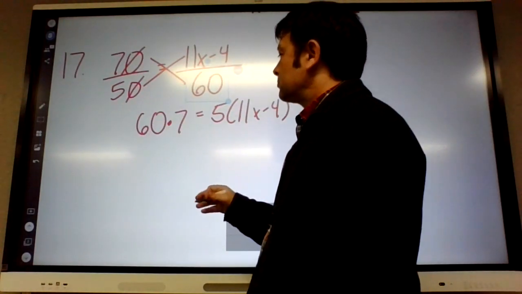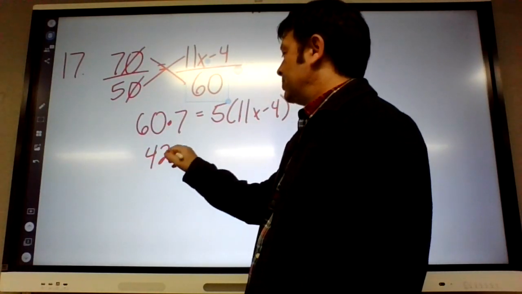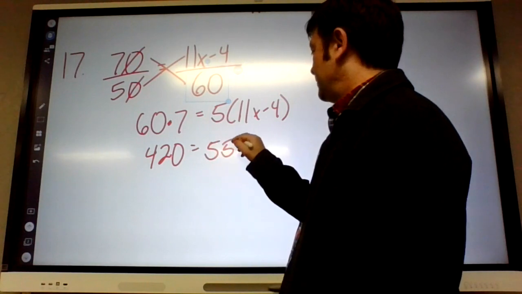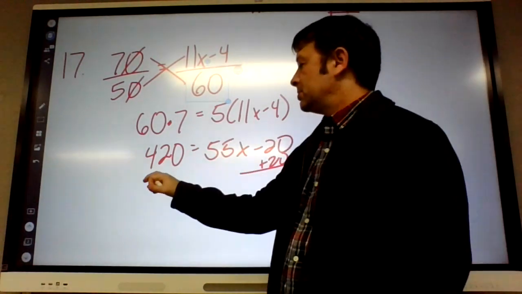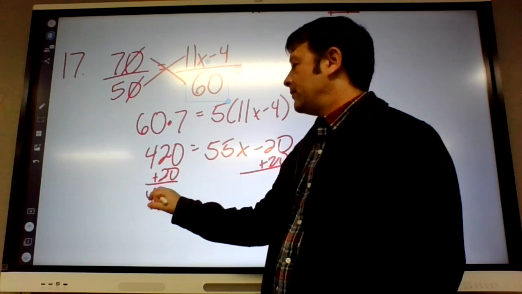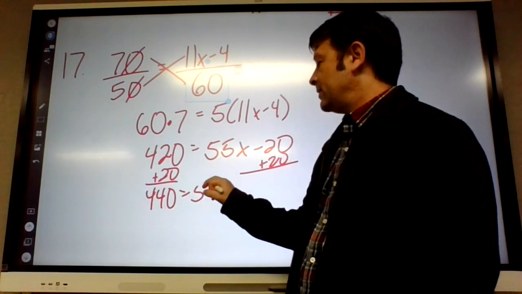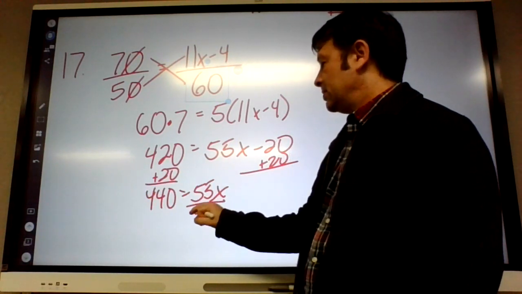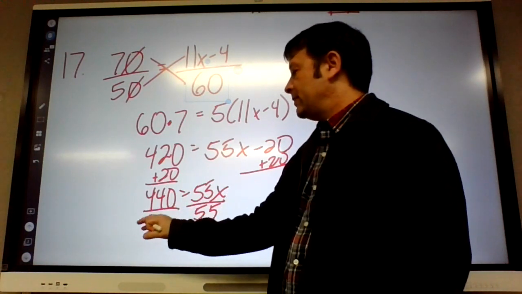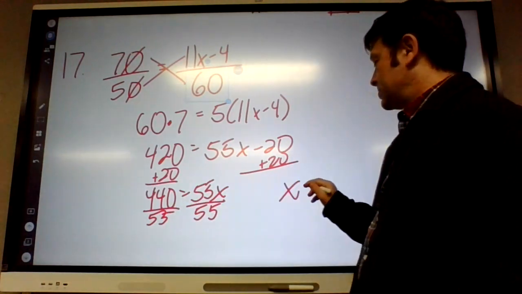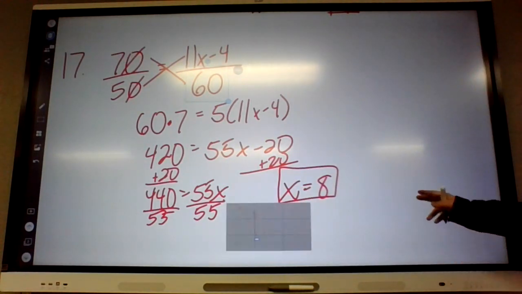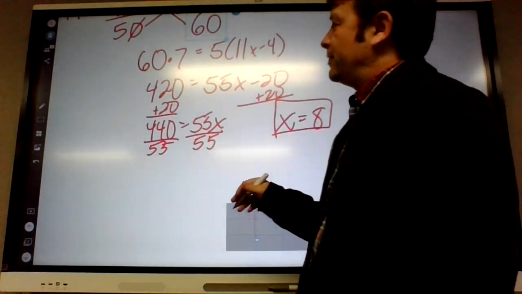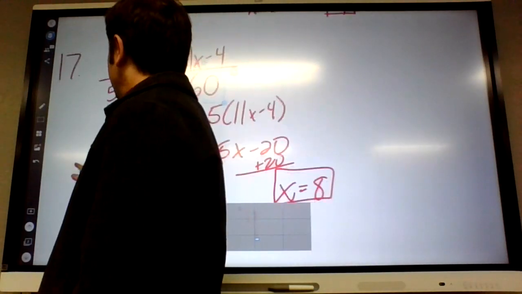So that would be 420 equals 55x minus 20. If we add the 20, we get 440 equals 55x. Divide by 55, and we get x is 8. We're not really finding the sides, so that was 17.